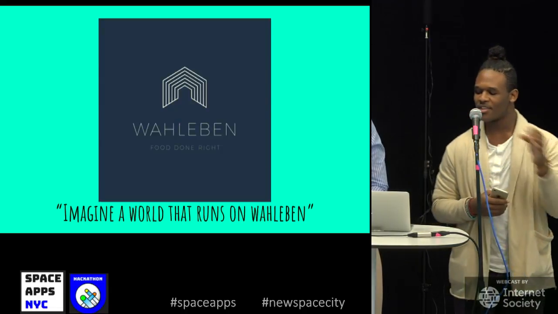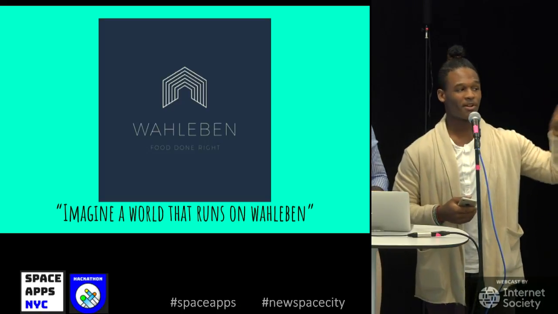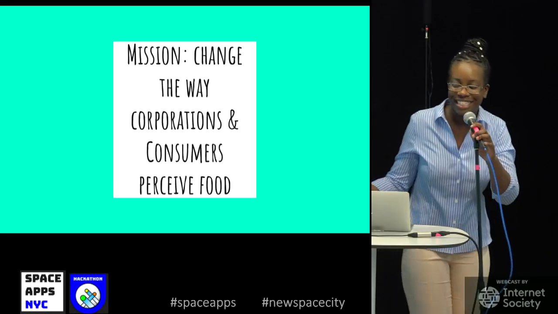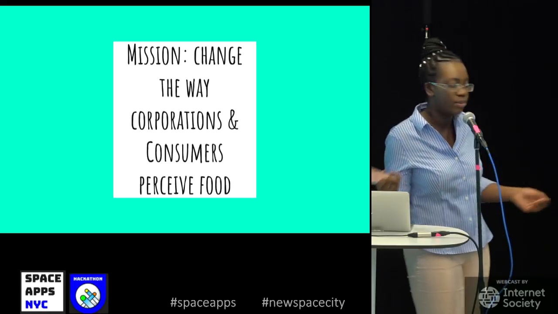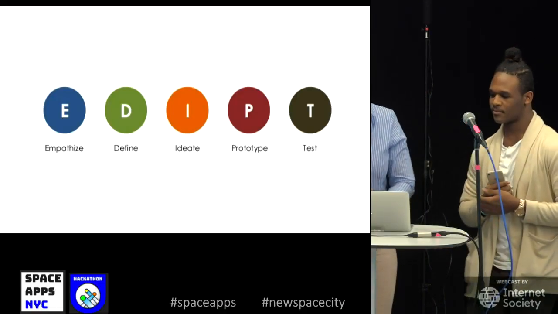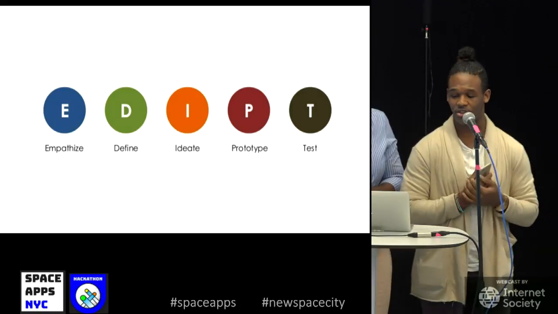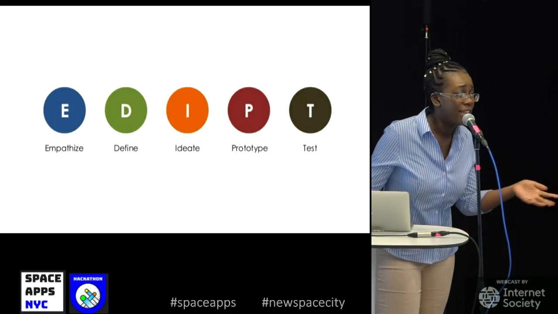So imagine a world that runs on Wallaban. Wallaban is actually our app that we'll talk about later. So the mission of Wallaban is to change the way corporations and consumers perceive food. So we use design thinking, like we said previously. The stages are empathize, define, ideate, prototype, and finally to actually test it.